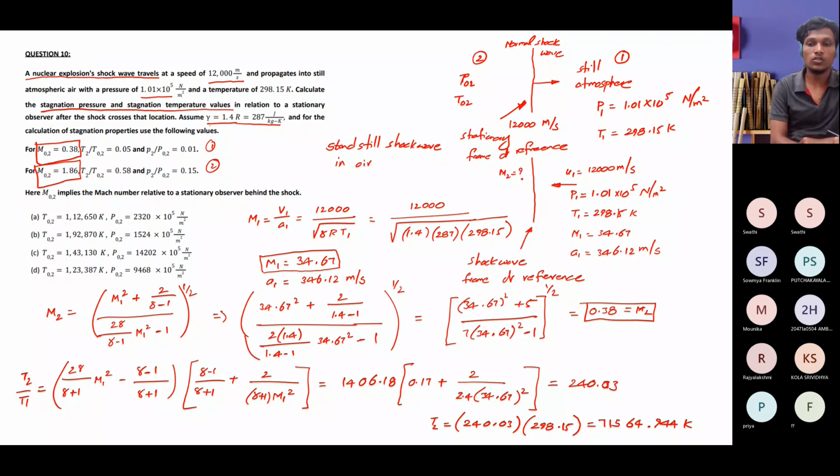So now we are at the calculation of T2, but we need to first get U2 in the shockwave frame of reference, and then convert it into U02, that is in the normal stationary frame of reference. So let's calculate U2.